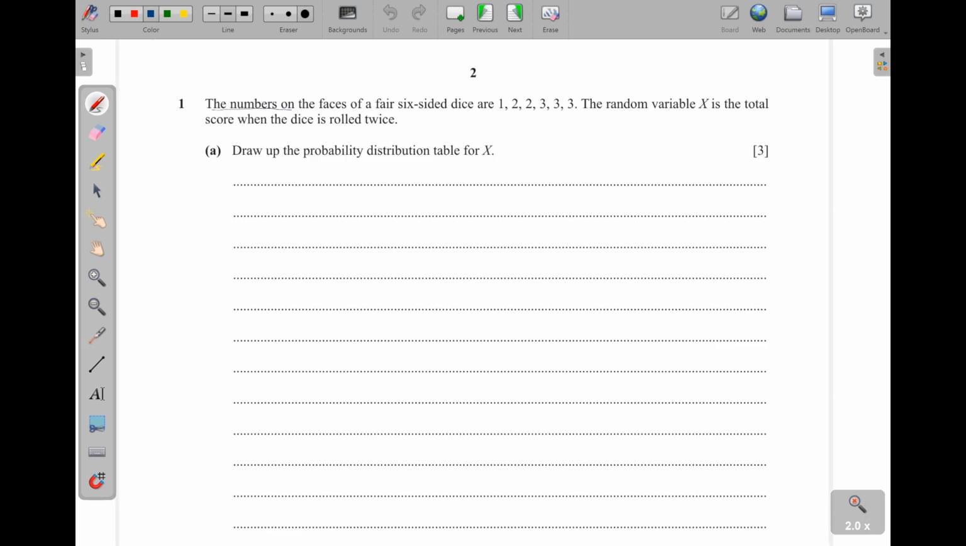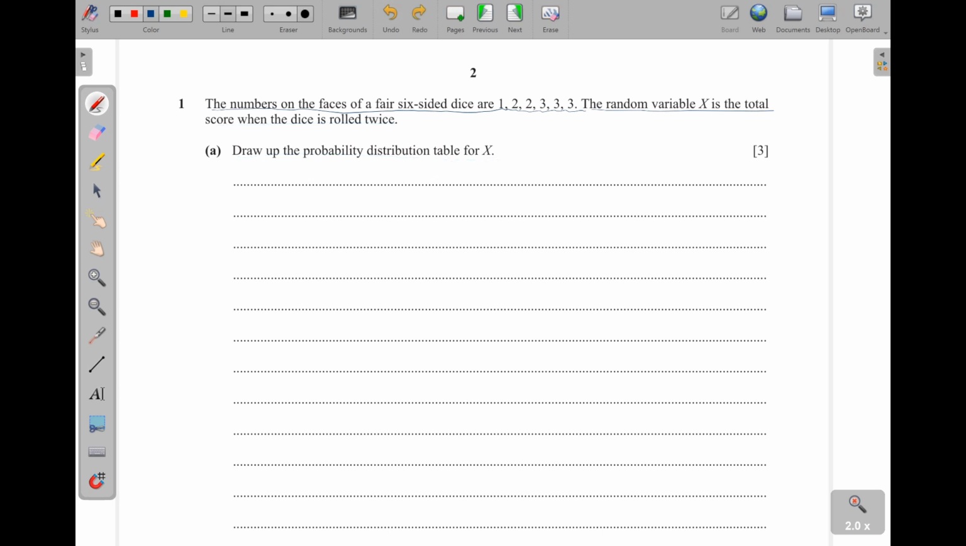Question 1. The numbers on the faces of a fair six-sided dice are 1, 2, 2, 3, 3, 3. The random variable x is the total score when the dice is rolled twice. Part A, draw up the probability distribution table for x.